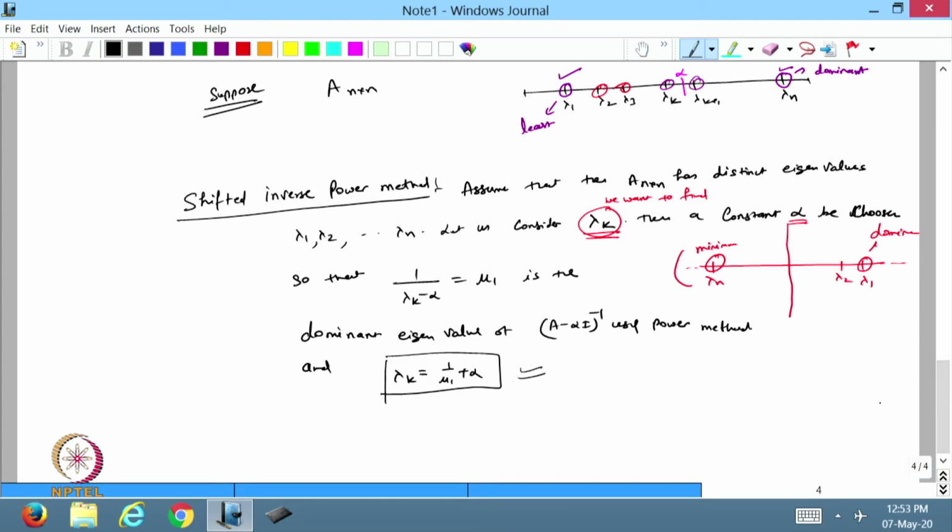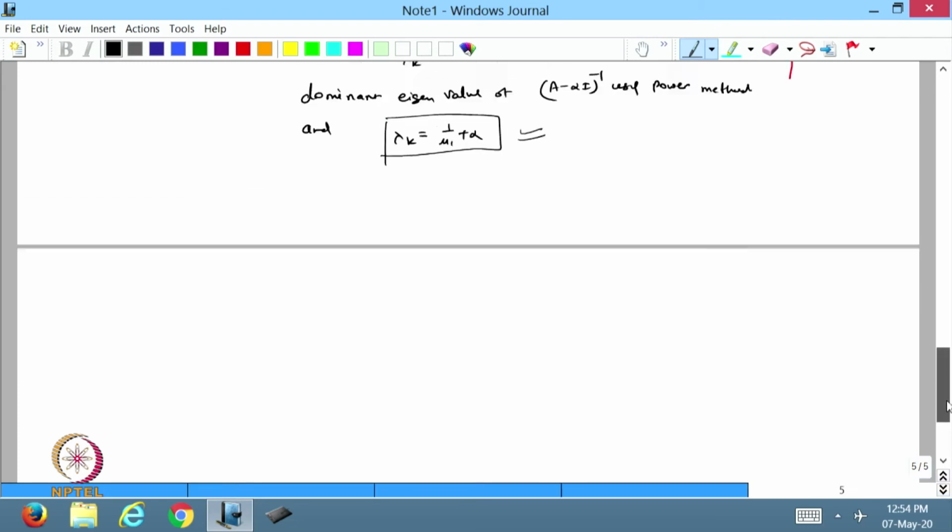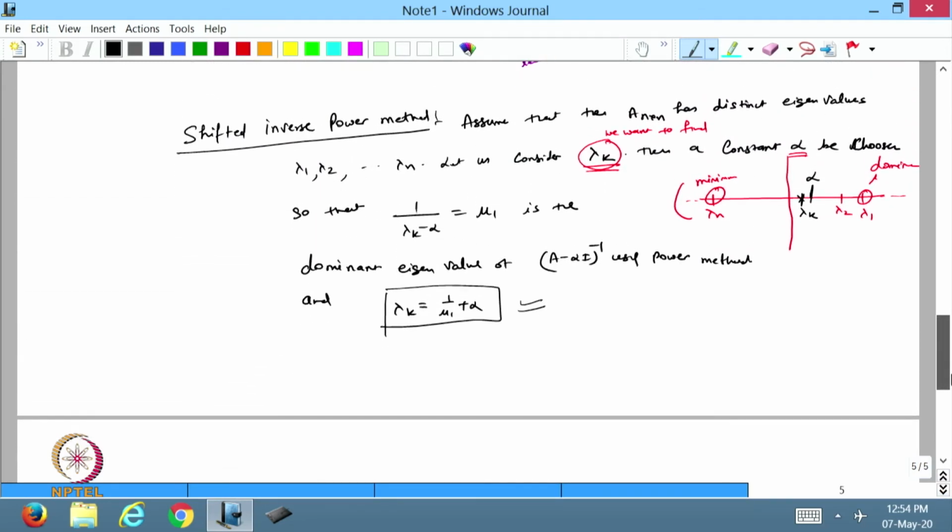So, what we are doing, basically, suppose my lambda k is falling at this place. Now, I choose a number alpha close to lambda k, and then I find A minus alpha I inverse, and using this I apply the power method. The power method will give the dominant eigenvalue of this, and with the help of this I am able to find lambda k. So, that is called the shifted inverse power method.